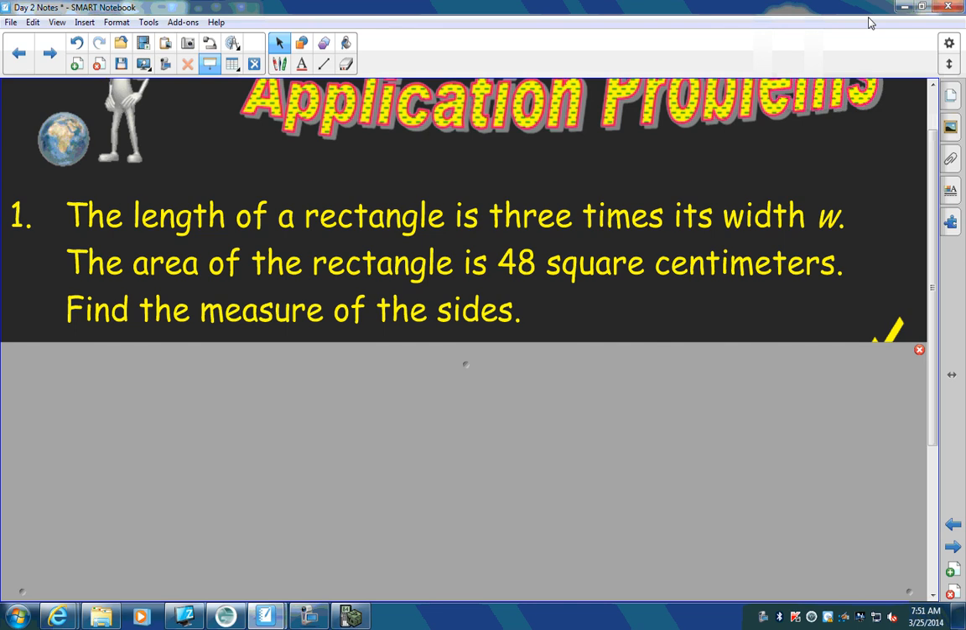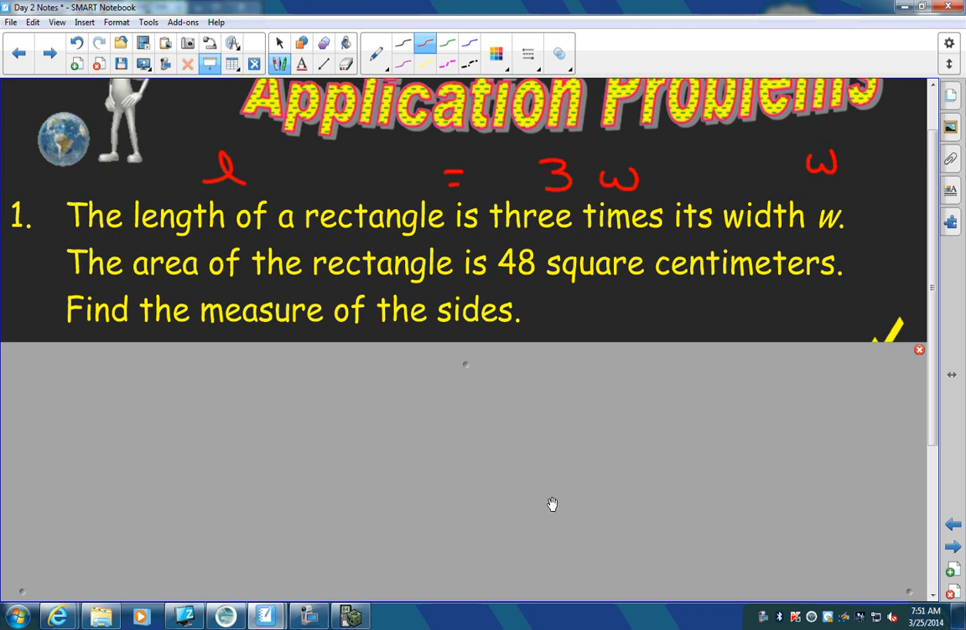All right, on number 1, the first thing it says is the length of a rectangle is 3 times its width. The area of the rectangle is 48 square centimeters. Okay, first off, it says the length, L, is 3 times the width. Okay? We don't know what the width is. The width is just W.